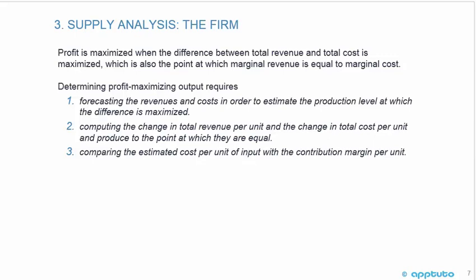Determining profit maximizing output requires: 1, forecasting the revenues and costs in order to estimate the production levels at which the difference is maximized; 2, computing the change in total revenue per unit and the change in total cost per unit and producing to the point at which they are equal; and finally, 3, comparing the estimated cost per unit of input with the contribution margin per unit.